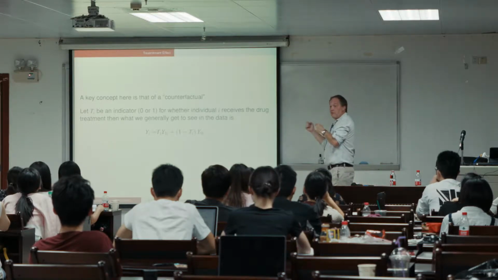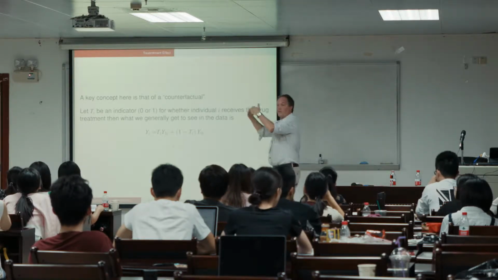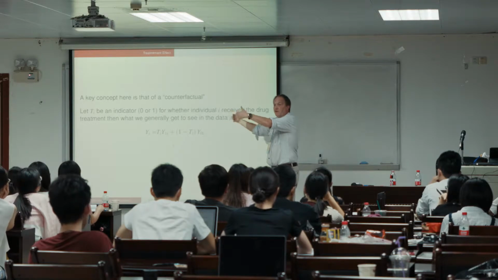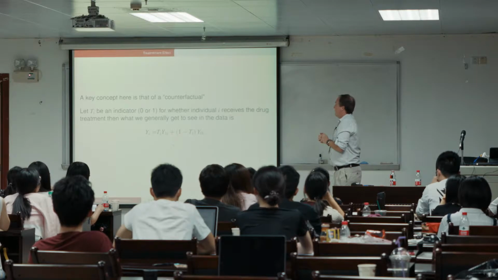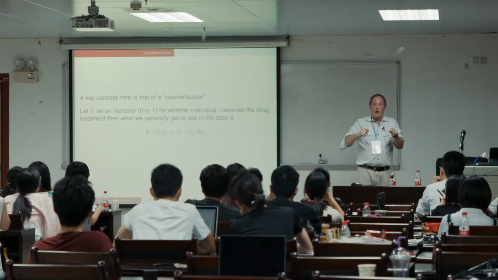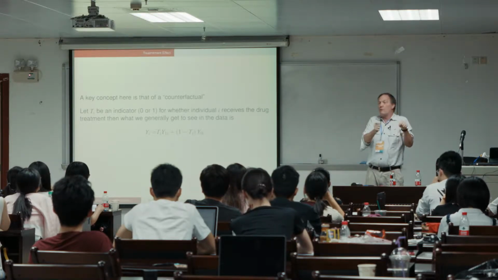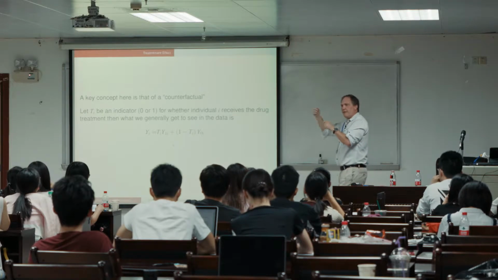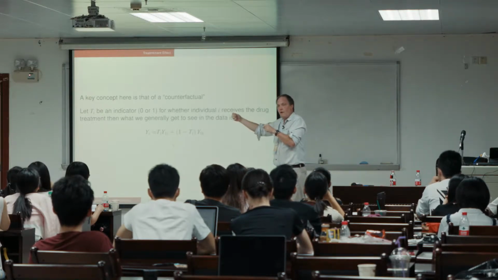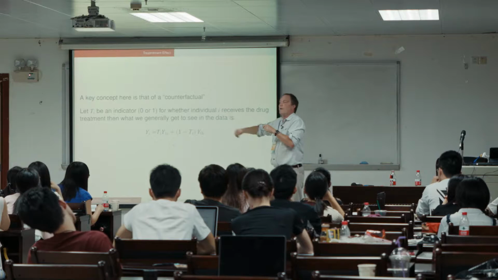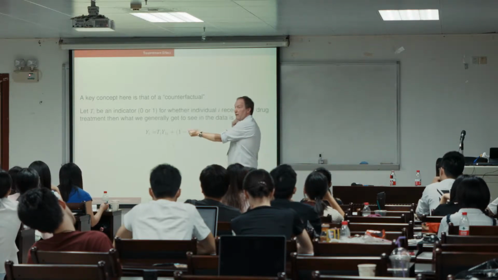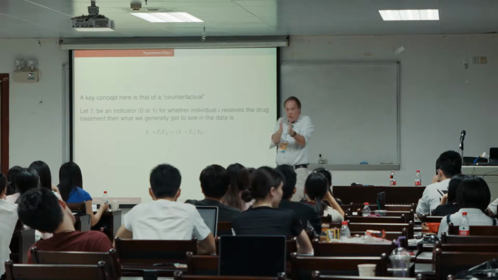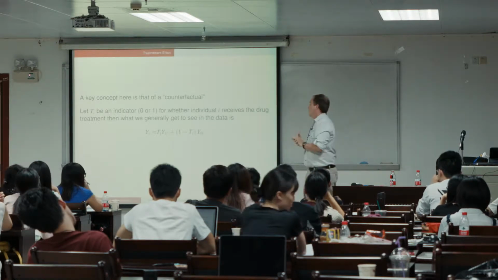So for the person that receives the drug, we're going to get to observe Y1. If I receive the drug, I get to observe what my outcome is if I receive the drug. If I don't receive the drug, I get to observe the outcome that I get if I don't receive the drug. But we want to think about the counterfactual as well defined. It's something that we can't observe, but it's something that we can think about. I received the drug. What would have happened to me if I didn't receive the drug? You didn't receive the drug. What would have happened to you if you did?